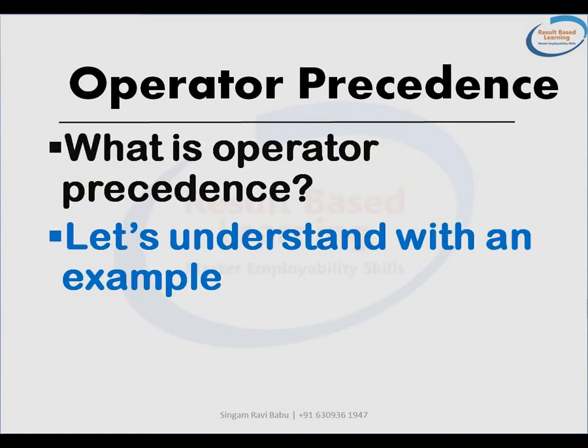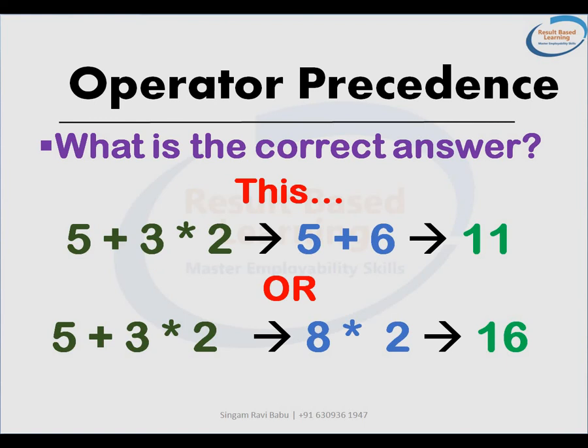Now let's try to understand operator precedence. What is operator precedence? Let's understand it with an example. On the screen you can see the expression 5 + 3 * 2, and I typed that expression twice, and in the two cases we got two different answers. In the first case 11 is the answer, in the second case 16 is the answer. Now the question is, what is the correct answer?